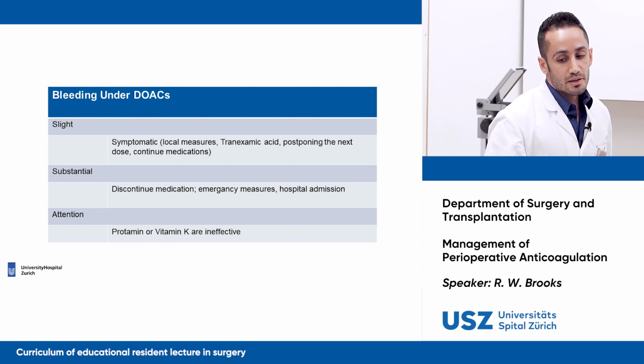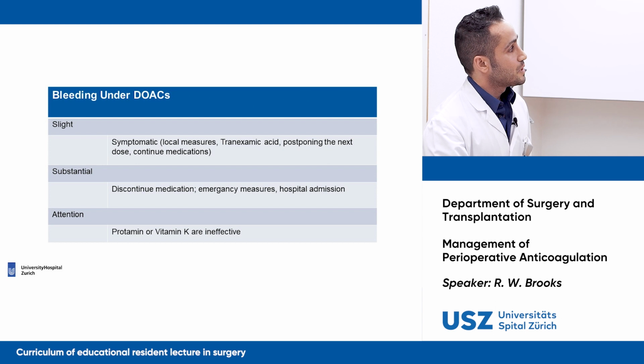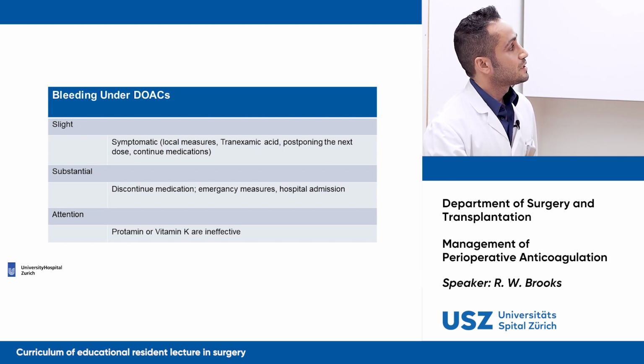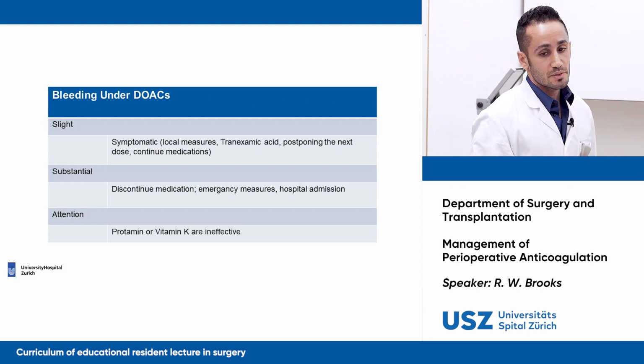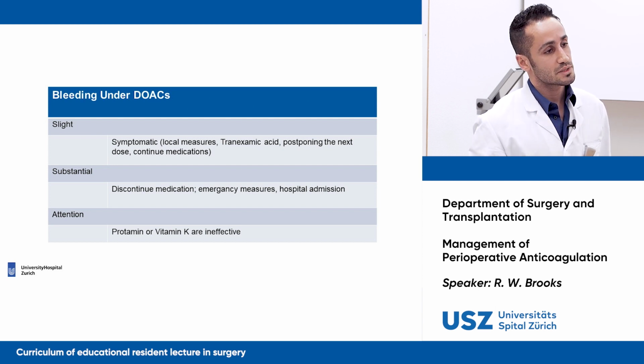If we have slight bleeding, there are symptomatic measures to take, for example, local measures or application of tranexamic acid, or in general, postponing the next dose of the medication. Or we do have substantial bleeding. Of course, discontinuing the medication is recommended, along with emergency measures, and also hospital admission.